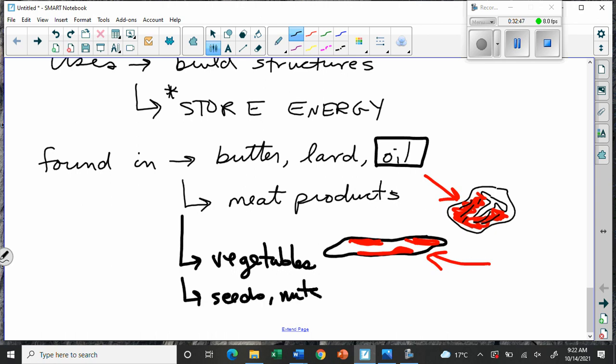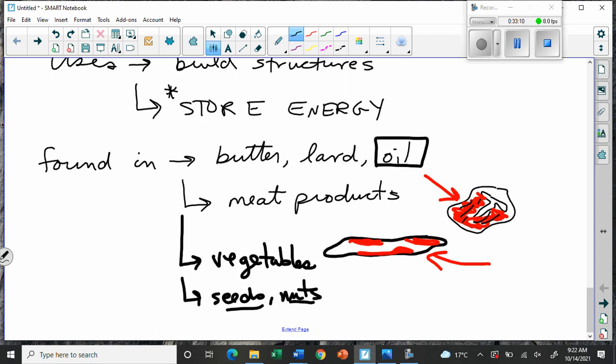And so things like canola oil, made from canola seeds. If you ever take a sunflower seed and you put two pieces of paper towel around it and squeeze it with your fingers, and then look at the paper towel, it's all greasy because there's lots of oil in the seeds. So seeds and nuts are very high sources of where we find oils and fats.